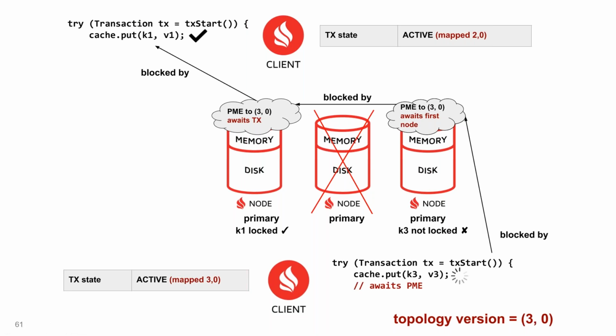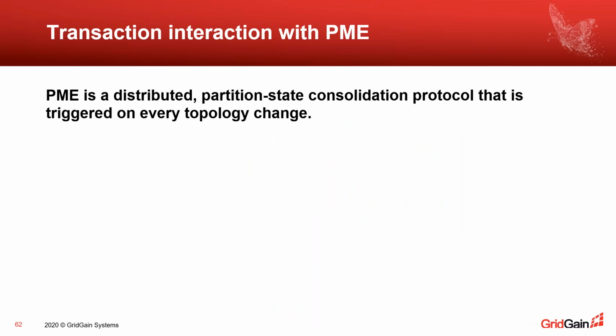The consequence of this is that when there's one long transaction and partition map exchange starts, if your topology changes, the following transactions will wait for this whole procedure. So transactions are kind of vulnerable to topology changes.